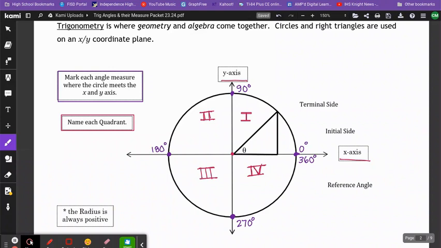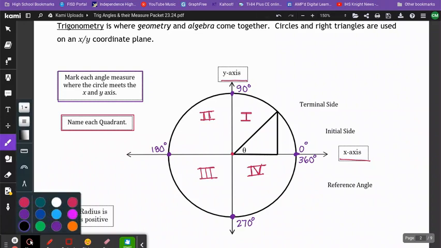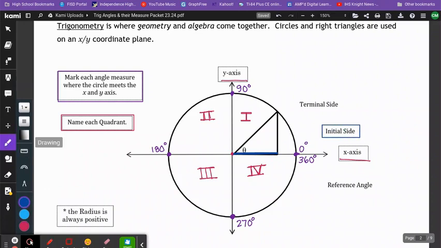Okay, when I'm drawing an angle, and you see that we've got theta there in the center, we've talked about theta in the past. I'm going to start at what's called the initial side. So the initial side is where I begin. So beginning at 0, the initial side is here on the x-axis. This is always where I'm going to start in order to draw an angle.